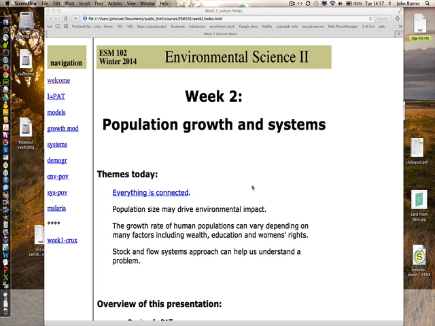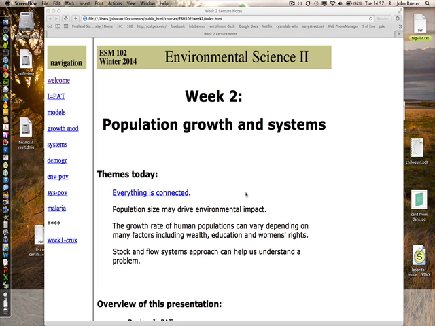As we mentioned before, population size may drive the environmental impact. It's one of the parts of the IPAT relationship. And we're going to develop this idea that the growth rate of human populations varies depending on many factors, including the wealth of the society, education, and women's rights, especially as these pertain to choices that individuals and families might make.